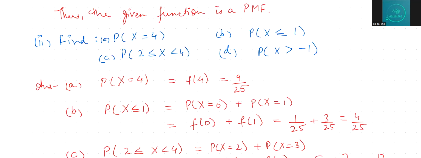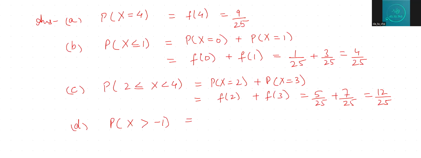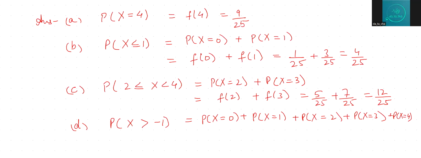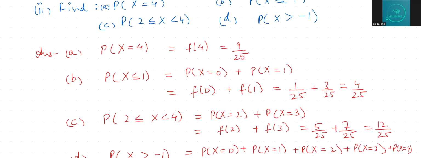So this is nothing but equivalent to saying P of X equal to 0, P of X equal to 1, P of X equal to 2, P of X equal to 3, and P of X equal to 4. So this is the sum of all the values, and as we know, it is equal to 1. So P of X greater than minus 1 is nothing but equal to 1. So this is how we can calculate all these parts, and this is very easy to calculate.